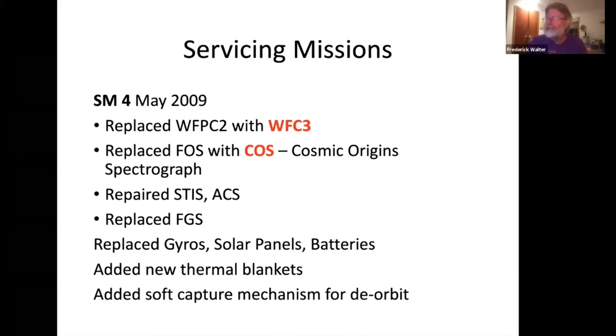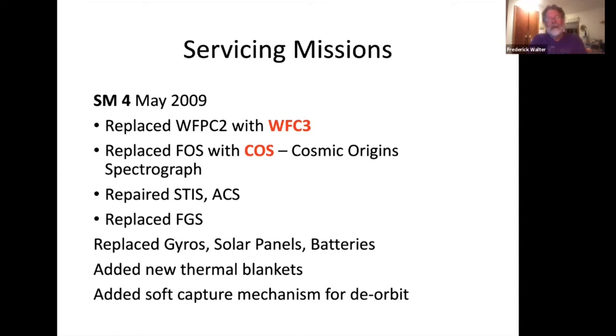These are those silver Mylar panels covering the spacecraft that help it maintain its temperature, reflecting sunlight. Well, they degrade after 20 years in orbit. So they were all replaced. So it was a brand new spacecraft in 2009.